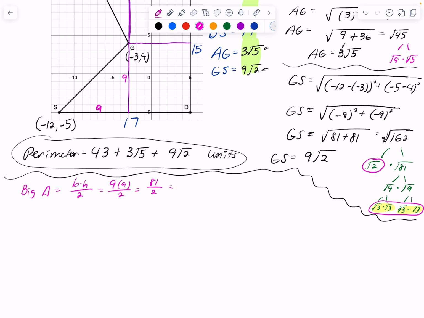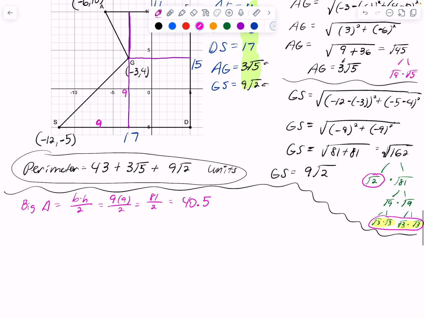I'm going to end up adding this together, and because it's divided by 2, I can deal with 0.5. So I'm going to go ahead and put it as a decimal, but feel free to leave it as a fraction. So 40 times 2 is 80, so 40 and a half would give me 81. Okay? So that's the big triangle area.